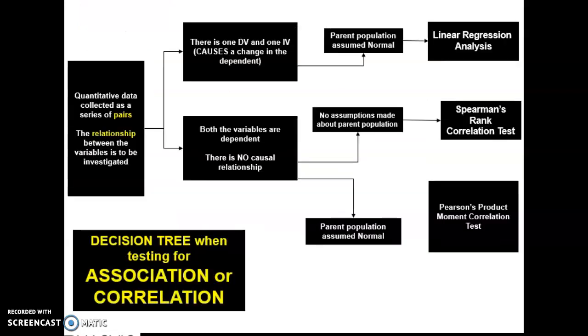This is the decision tree when testing for correlation. It shows that when both the variables are dependent and there is no causal relationship, you are able to use Pearson or Spearman's test. However, to use Spearman's test, no assumptions can be made about the parent population, which shows it is a non-parametric test. If the parent population is assumed to be normal, then Pearson's rank order correlation coefficient test can be used, as it is parametric.